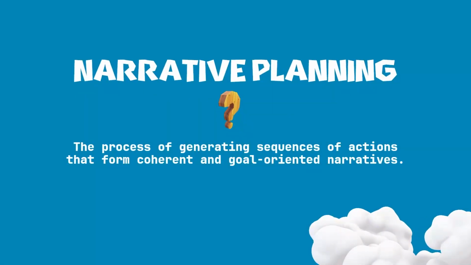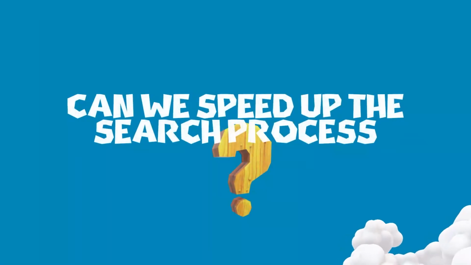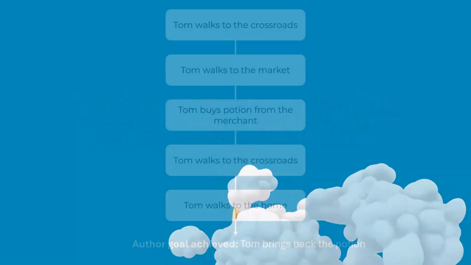Narrative planning is the process of generating sequences of actions that form coherent and goal-oriented narratives. This makes the story graph generated by Sabre very large, even for very small and simple narratives. Even small plans will generate millions of nodes or states, and searching through that story graph to find a solution or a plan is very hard. So our idea is to speed up the search process by pruning the search space using our algorithm.